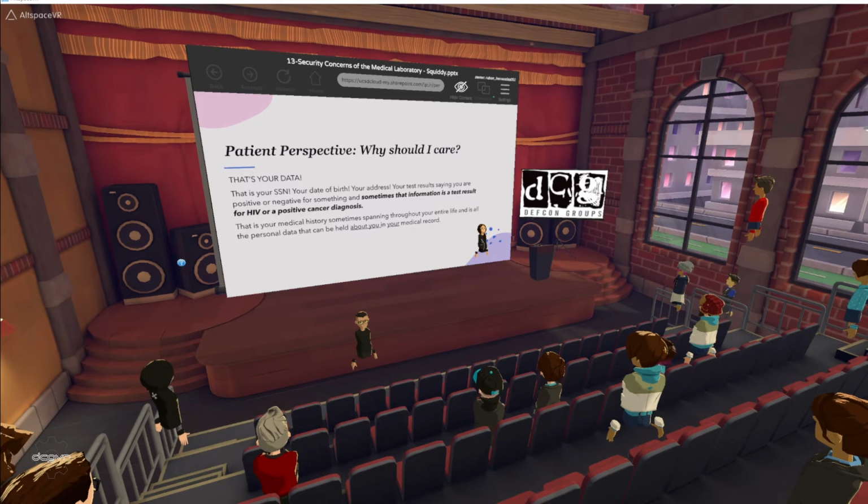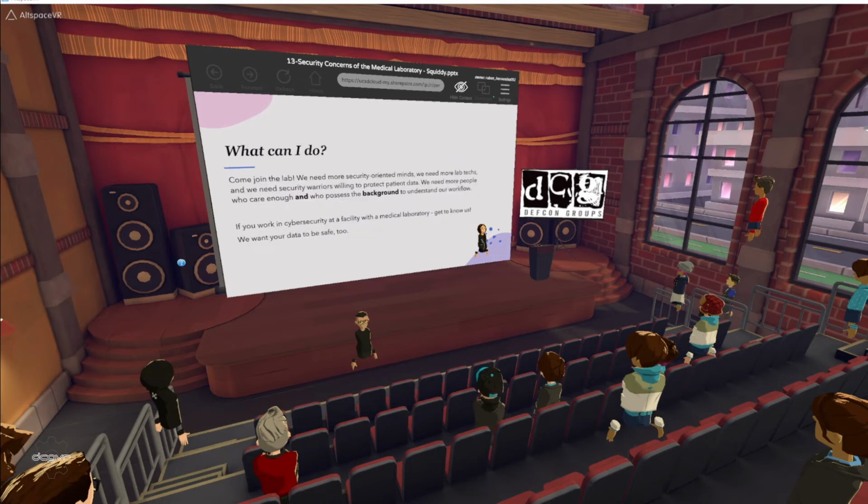Next slide, please. So you could help us too. We need more security-minded people. We need more lab techs with a security brain. We need more security warriors willing to protect patient data. And most importantly, we need more people who care enough and who possess a background to understand healthcare workflow. How much restriction can we place in the lab without slowing down patient testing? How many security precautions can we put in place without increasing the time a sample runs, and therefore increasing the time for a patient to receive proper care?